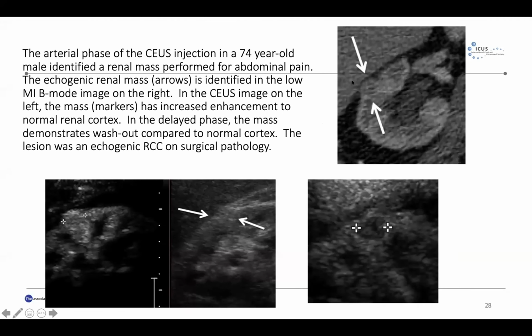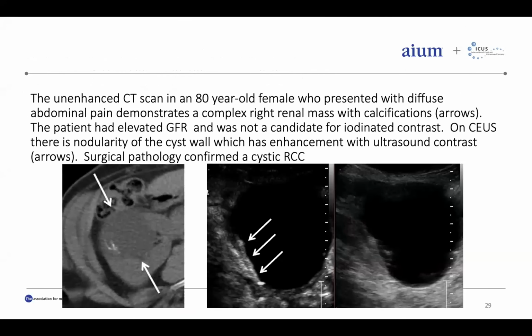Again, this is a lesion on CT. There was a contour abnormality. I think we can see the enhancement is much better than it is on the CT, but also you'll notice that we see washout of this lesion on the delayed image, and again, a renal cell carcinoma.